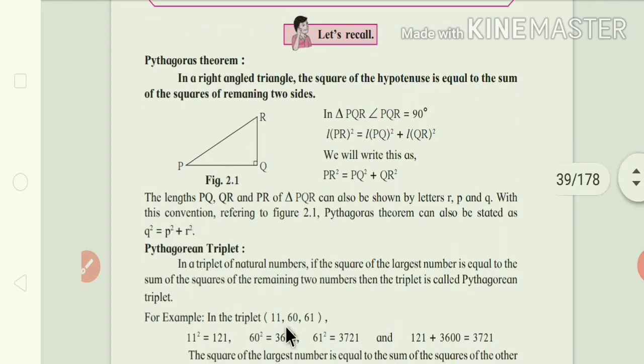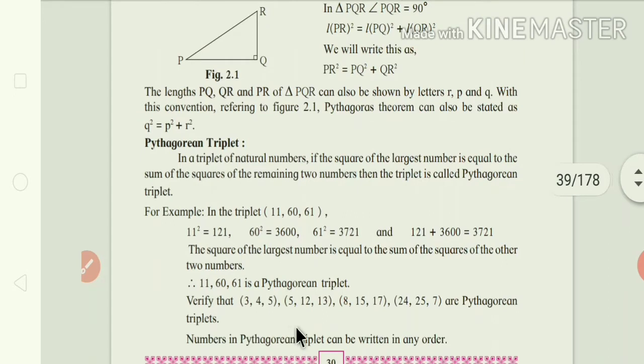Then the Pythagorean triplets. In a triplet of natural numbers, if the square of the largest number is equal to the sum of the squares of the remaining two numbers, then the triplet is called a Pythagorean triplet. For example, the first triplet is 11, 60 and 61. In these three numbers, one number is bigger and the other two are smaller. Here 61 is bigger compared to 60 and 11.